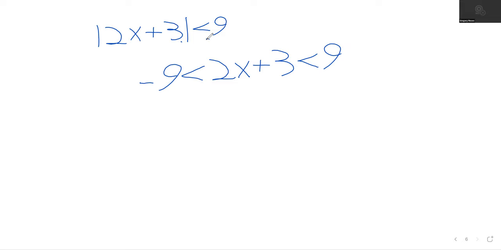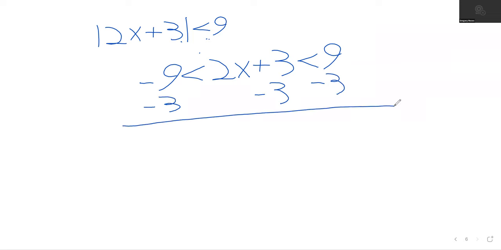So what would a good first step be here? Subtract 3. Subtract 3. I agree with that. We want this x by itself. So in particular, we don't want the 2 here and we don't want the 3 here. And we need to get rid of the addition first. And rather than talk about subtracting 3 from both sides, we'll talk about subtracting 3 from each piece. But the principle is very much the same. Negative 12 is less than 2x is less than 6.